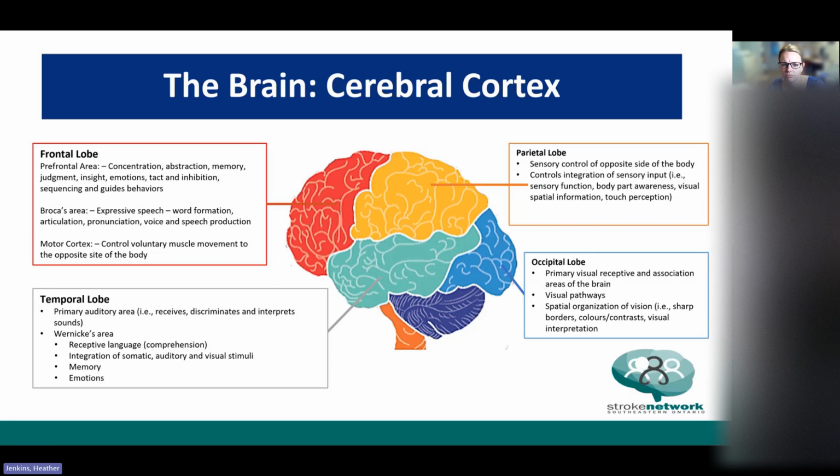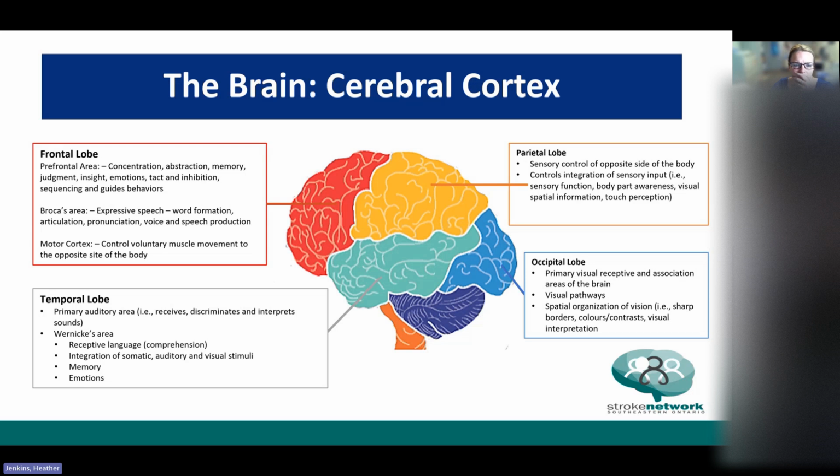Now, your temporal lobe is devoted mostly to auditory function. So this is how we receive sound and language. So Wernicke's area lives in your temporal lobe, and it helps with comprehension of language. So not just all sound, but specifically language. So if that part of your brain has damage, it makes it very difficult to understand language.